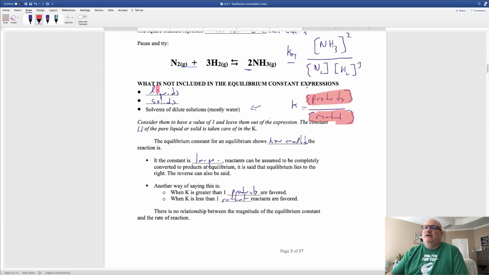That's the worst highlighting color ever. Anyway, we're going to come back to this, and the idea is simply this: the K determines how much product versus reactant we always have. Hopefully this has helped. We'll jump back in a minute.